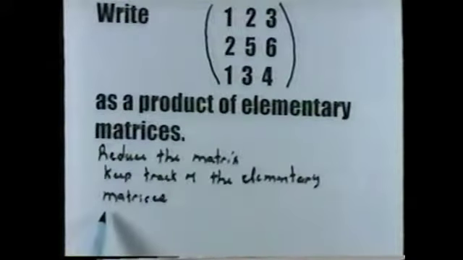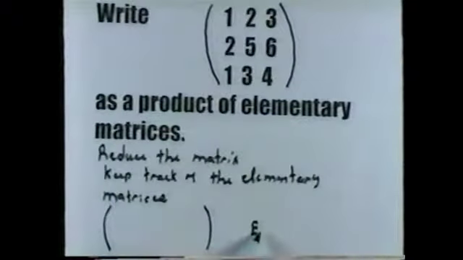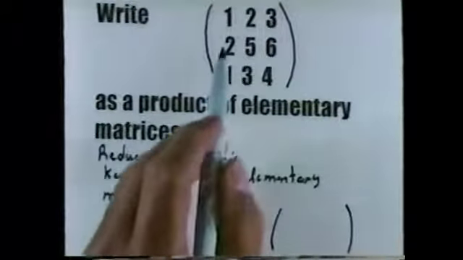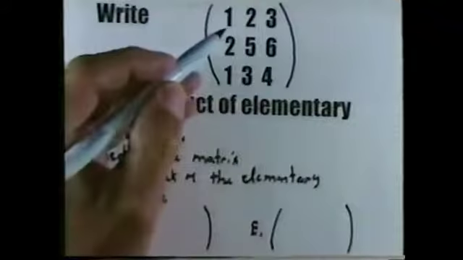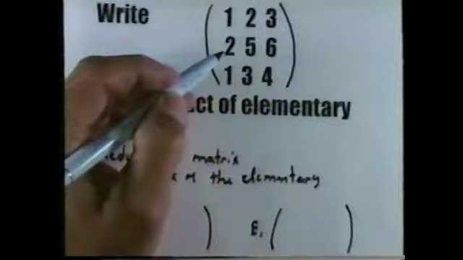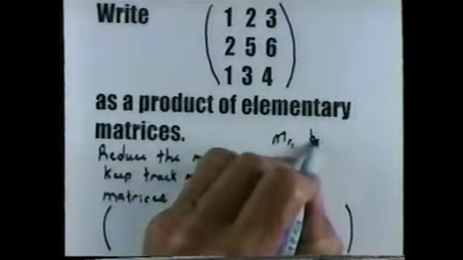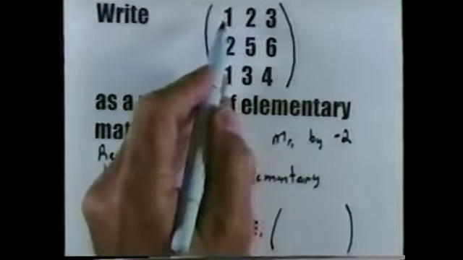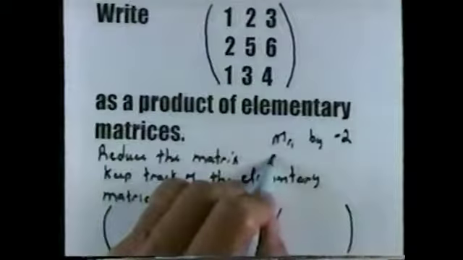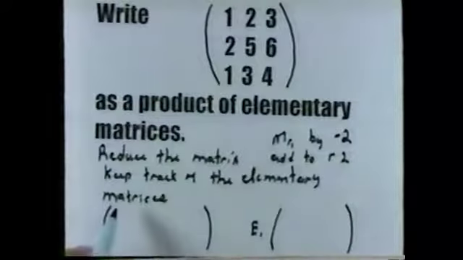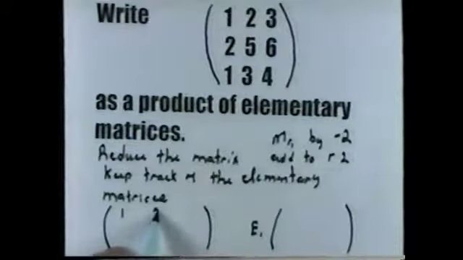So over here on this side, I'm going to write where I reduced it. Here, I'm going to write the elementary matrix. Now the first thing I'm going to do to reduce it is multiply row 1 by 2 and add to row 2. So we'll multiply row 1 by negative 2. I believe I said 2, I mean negative 2. I've got to get a 0 here. Add to row 2. Leave the first row the same.